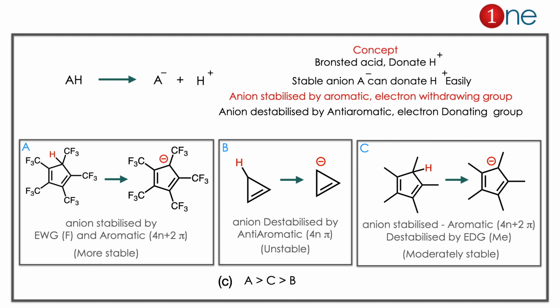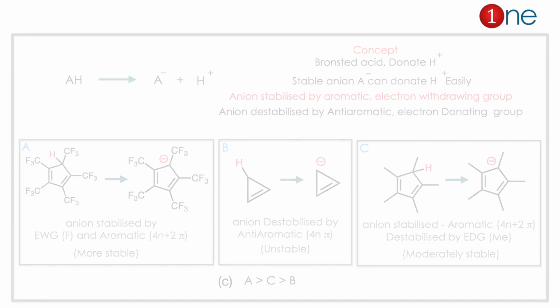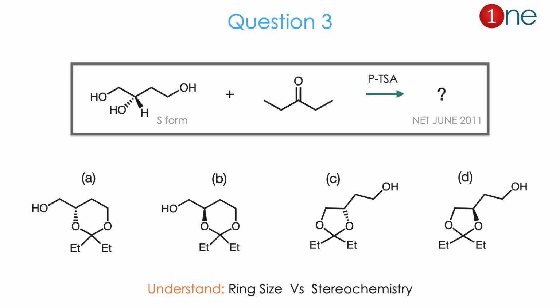B, if it donates H plus, becomes anti-aromatic. Anti-aromatic means it's very unstable. Then let us see C. Once H plus is donated, it becomes an anion, but it has an electron donating methyl group. So it's partially destabilized by the electron donating group, even though aromaticity is established. So if you look at the order, A is the best one, the next is C because it has aromatic stability, which is the dominant factor, then B. So the answer is C. The most acidic compound is A, then C, least B.